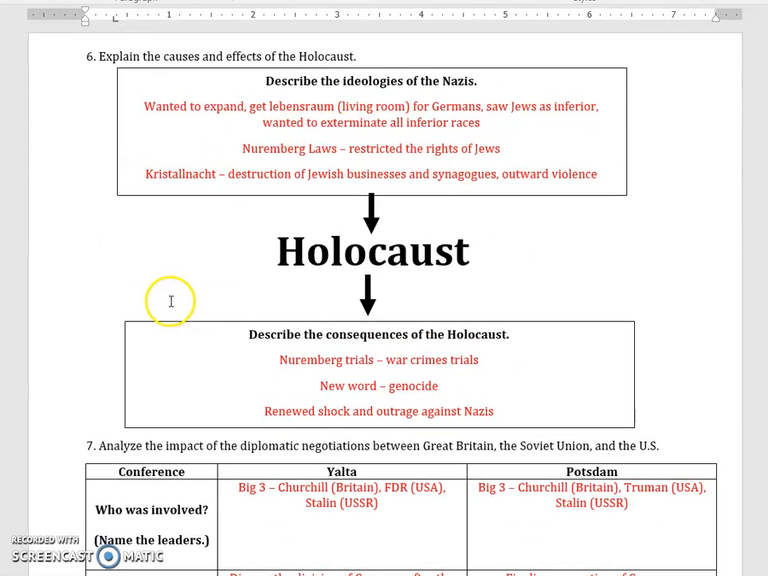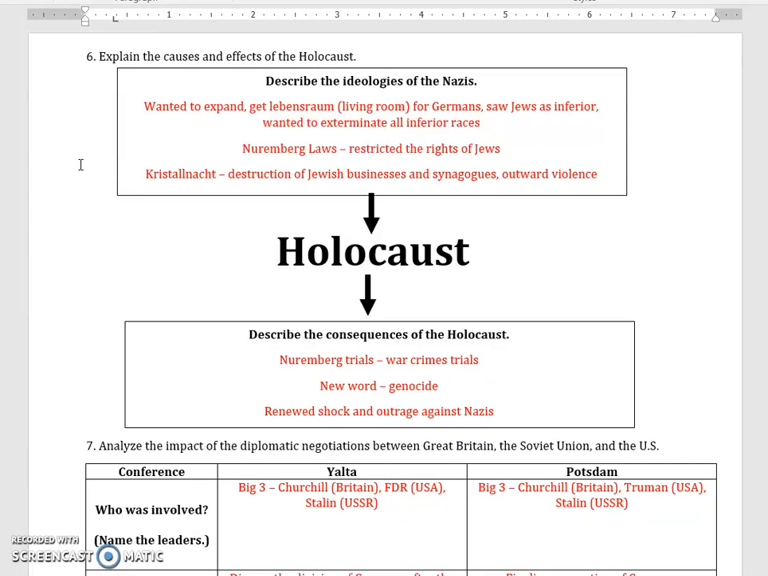Alright, next part is the Holocaust. Looking first at reasons why the Holocaust takes place, the ideologies of the Nazis. The Nazis wanted to expand. They wanted Lebensraum, or living room, for Germans, ethnic Germans to live, meaning they wanted more space. The Nazis saw the Jews as inferior, in many cases as less than human, and as a result, the Nazis wanted to exterminate or eliminate all inferior races from Germany.